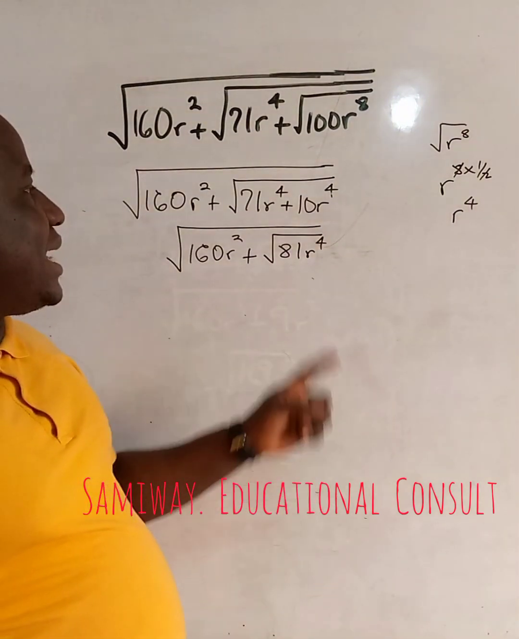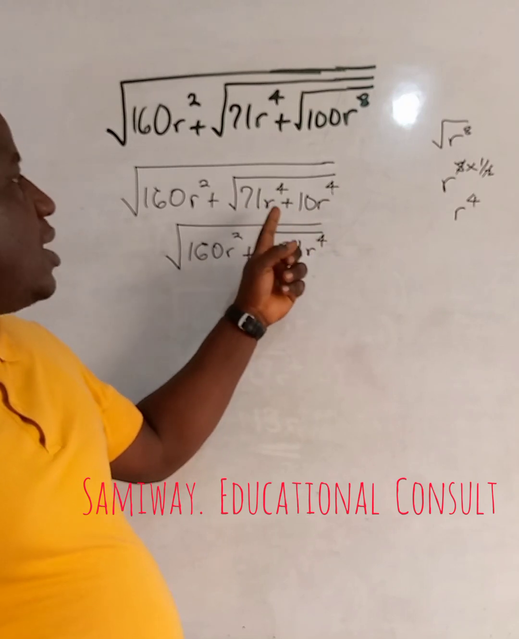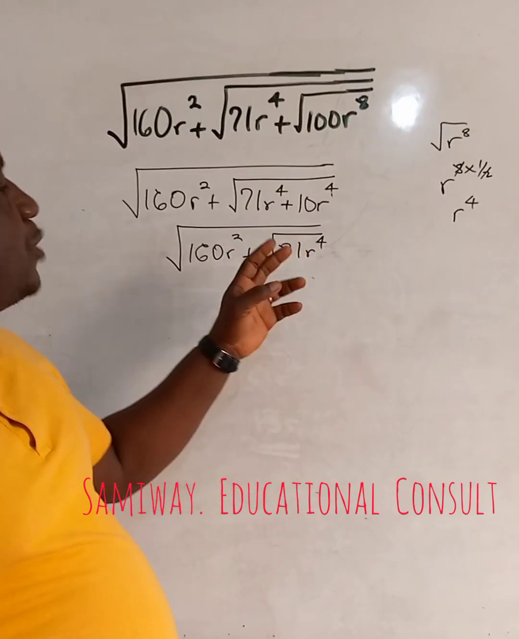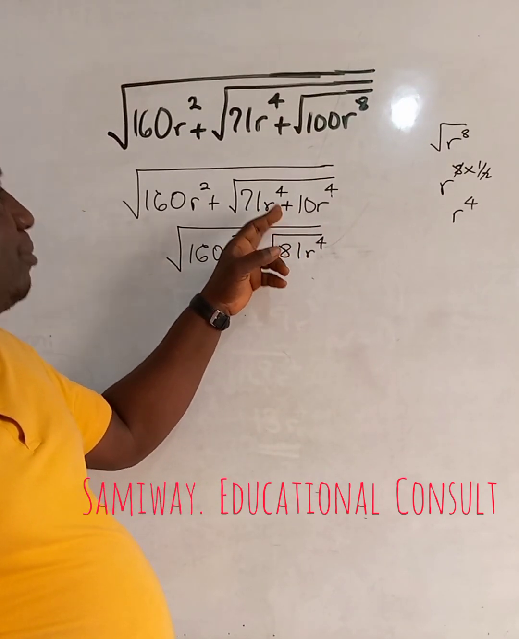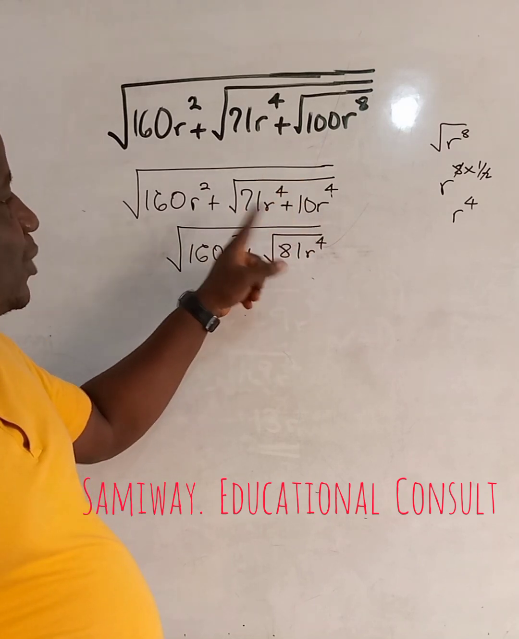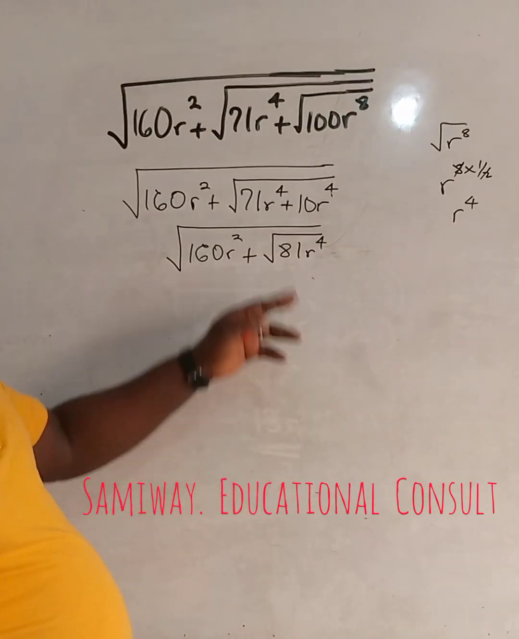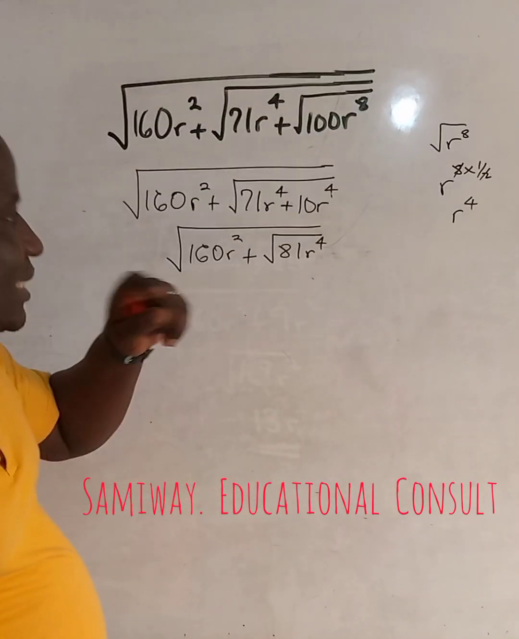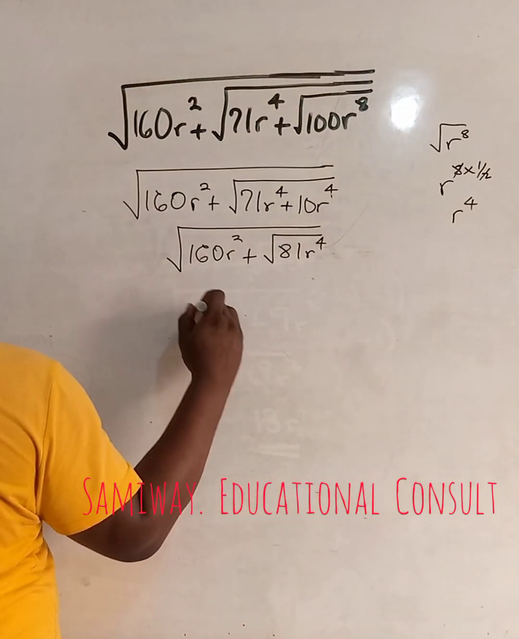Now, the reason we can add the coefficients of r power 4 is because we have the same variable r and they have the same power. That is where we can add. So what do we do next? We work on the root inside again. So this will now be what?